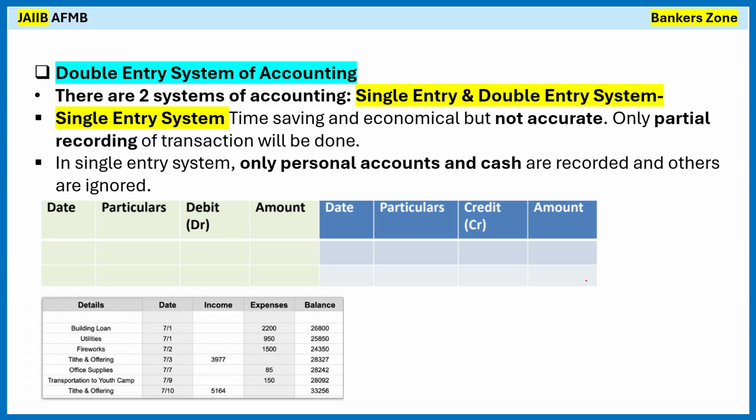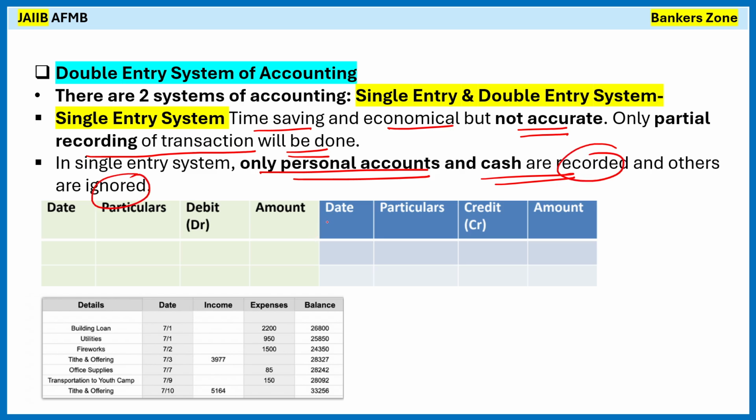So what is the single entry system? See, the single entry system is time saving and economical but not accurate, and only partial recording of transactions is done in the single entry system. In the single entry system, only personal accounts and cash are recorded and other accounts are ignored. Okay. We will discuss the different types of accounts in the next chapter. However, only remember here that the single entry system has limited use of accounts. Okay. So with an example, understand how it appears in the books of account.